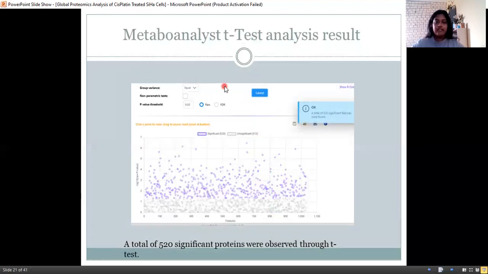So I then subjected my data to a t-test analysis where I made the p-value threshold 0.05. I did this because I wanted the test to be very stringent. So I found 520 significant proteins through this method.